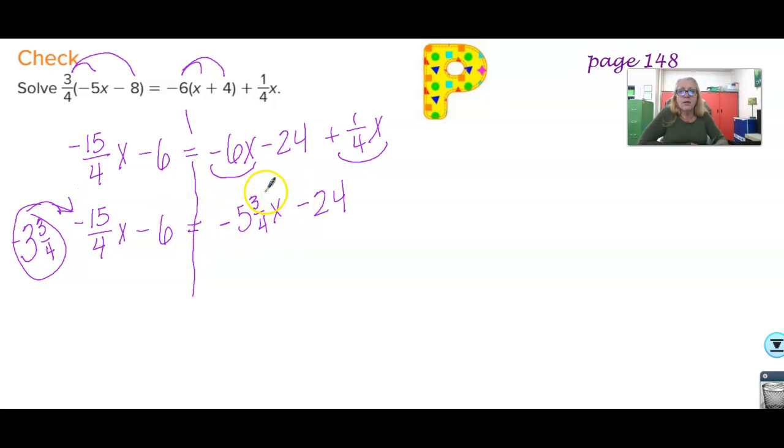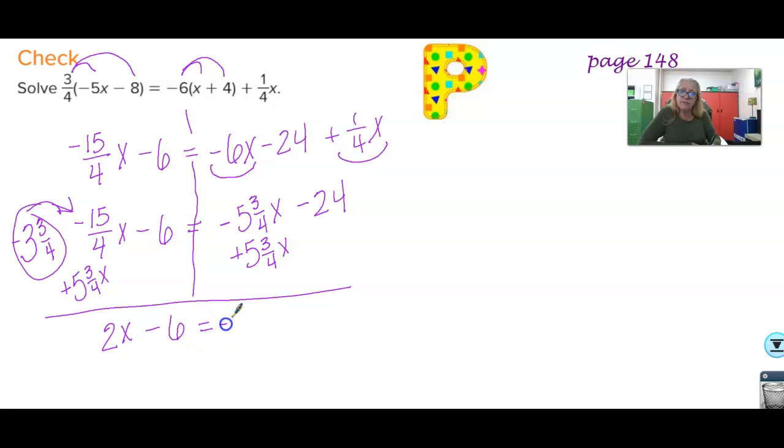Okay? And I wanted to know that because my next step then is going to be to get rid of the smaller variable. Well, because these are both negative, the bigger number is smaller. So I'm going to get rid of this one. And I do that by adding 5 3/4 x to both sides. Again, rely on your calculator here. You would do negative 15/4 plus 5 3/4, but that's going to give us positive 2x minus 6 equals negative 24. Look how nice and tidy that got so fast, huh?